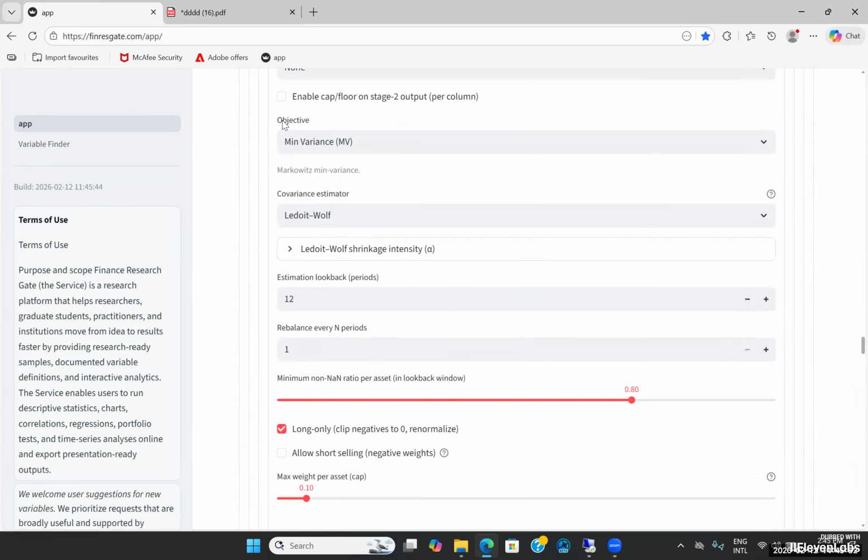So our goal is to find the objective of minimum variance. For the covariance estimator, we can use the sample. We had a separate video discussing the distinction between the sample and the Ledoit-Wolf shrinkage estimator. We are going to use a 12-month period to find this parameter. This parameter is the variance-covariance matrix. It includes the variance of individual assets and the covariance between the assets.